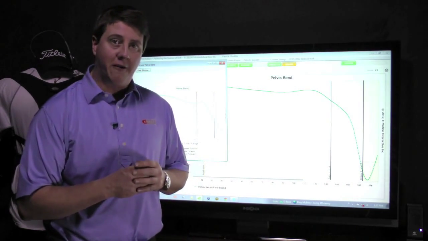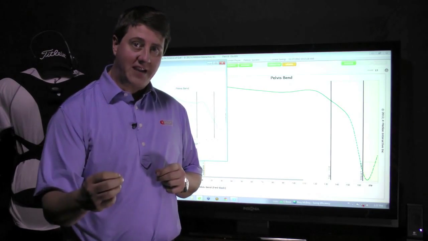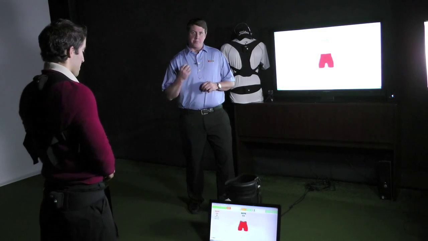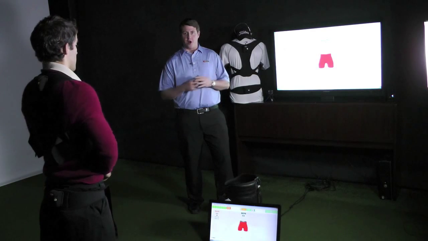So let's do a little biofeedback training with Kvest. Let's see if we can get this pelvis bend to be more effective, and then let's see how that changes the data on FlightScope. So now we're here with Patrick, and we're going to do some pelvic bend training. One of the most important things you can do for an efficient golf swing.